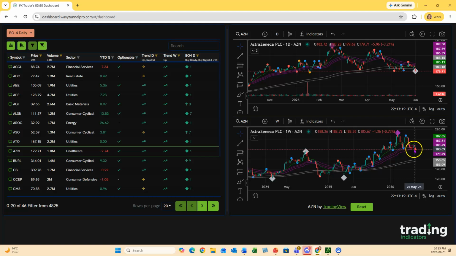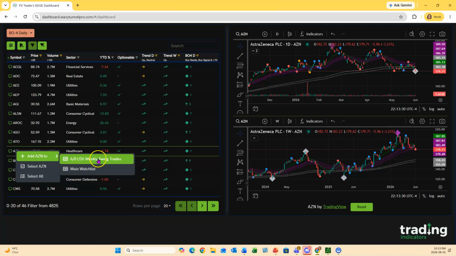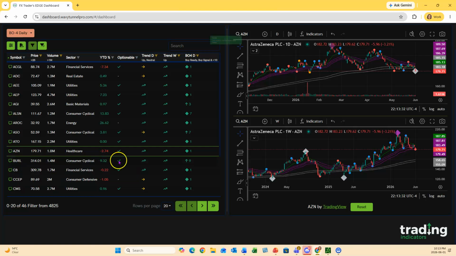And we have to watch this level very carefully because if we start to break down below, then we most likely will go down to the tunnel. But I'm going to stick this on the weekly swing trades hot list.